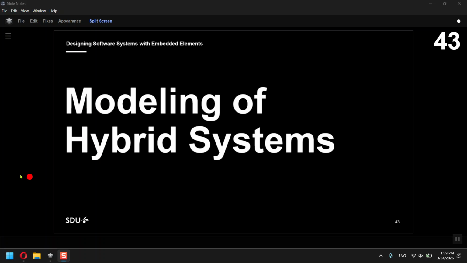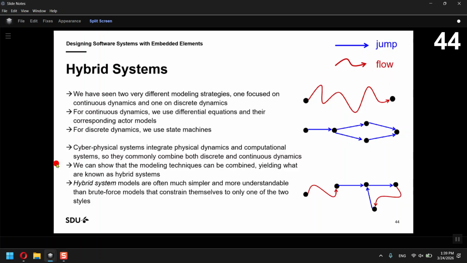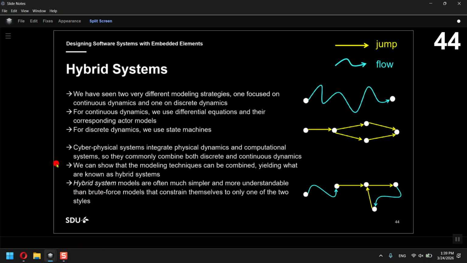So we talk about state machines. We talk a bit about continuous modeling. Then really you have to know a bit about control engineering, but as a software engineer you will often end up modeling and implementing discrete systems. So state machines are very handy. In real life scenarios, most systems are hybrid.